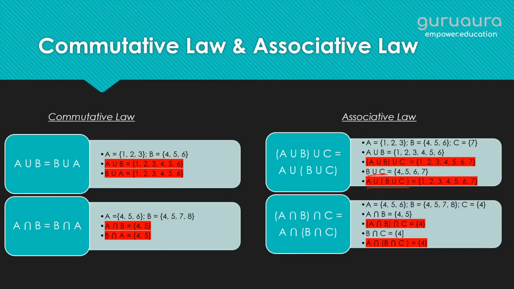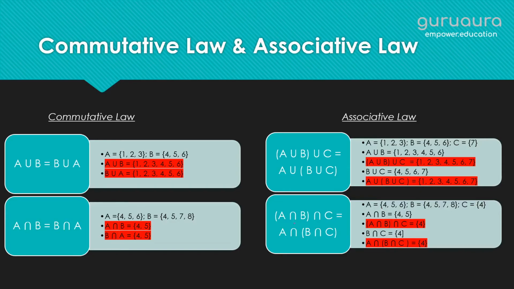So what will be B union C? B union C will contain the elements 4, 5, 6 and 7. And now A union B union C will contain again these elements 1, 2, 3, 4, 5, 6, 7. Hence, this is true. Now let's check the associative law for intersection.